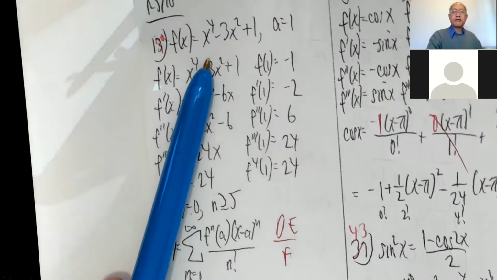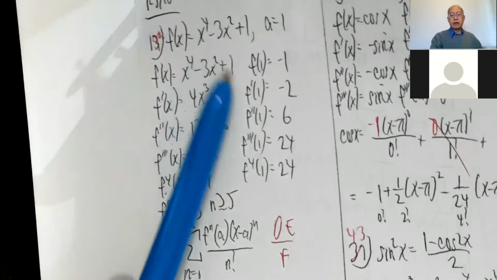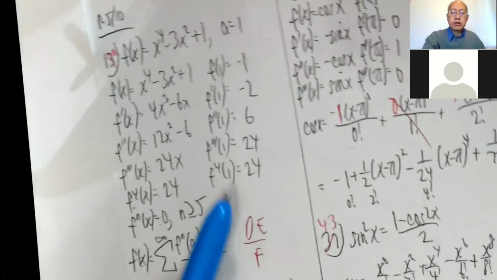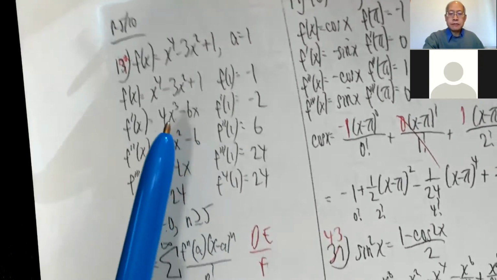Because what's the best approximation for a polynomial? It's already a polynomial. Okay, so what about all of our other functions like sine, cosine, e to the x? Those are approximated by infinite polynomials.